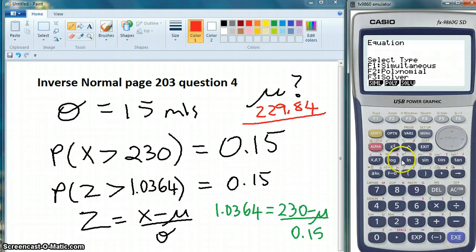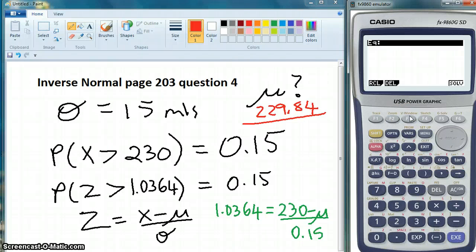Now if I couldn't do that algebraically, what I could have done is gone into equations and then gone into solver and then gone 1.0364 shift equals. I'd have to be competent enough to know that I've got to put brackets in, 230 minus my mean, close the bracket, divided by 0.15, and hit the button twice and I get the same number. So if I can't algebraically rearrange that, I can check myself with that.